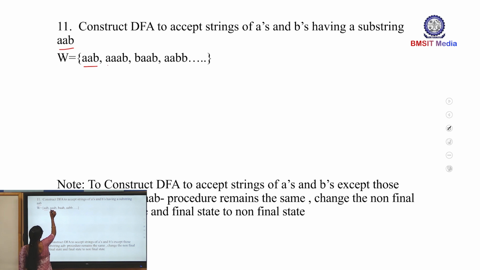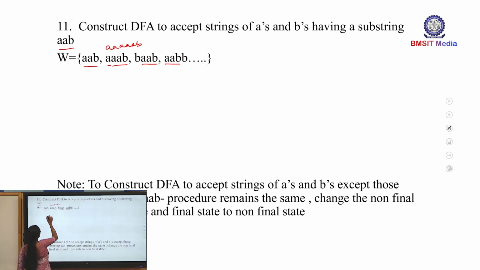Then any number of A's followed by A, B should be accepted. So I can have three A's followed by A, B, and this should also be accepted. Again, A, B, A should also be accepted because it contains the string A, B. And then I have this string A, B. Here you can see that I have the substring A, B. The substring can be anywhere in the string: at the beginning, in between two symbols, or at the end.